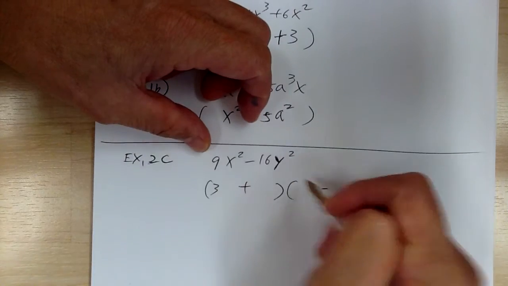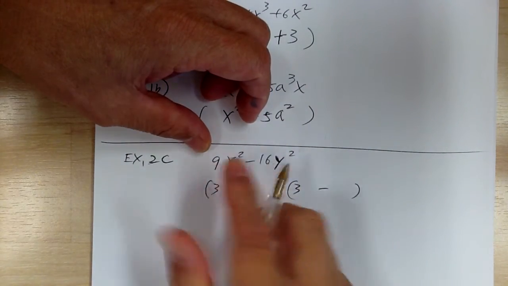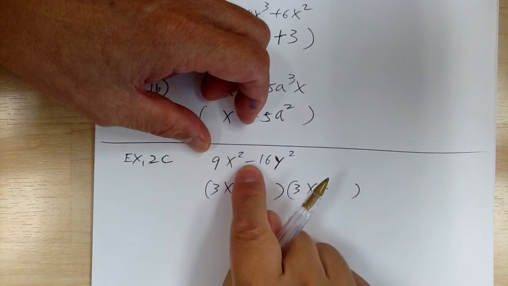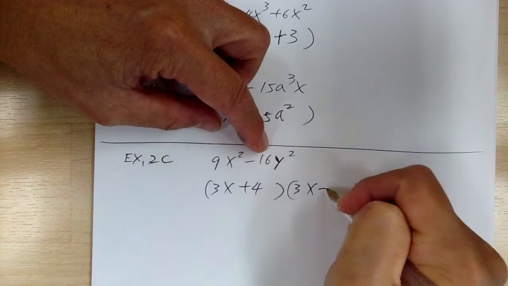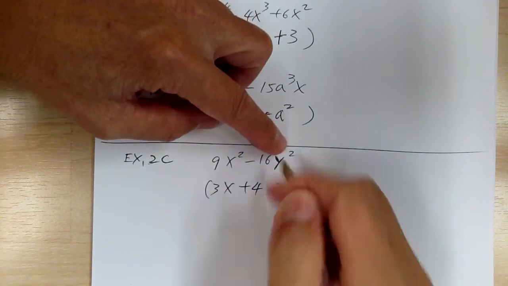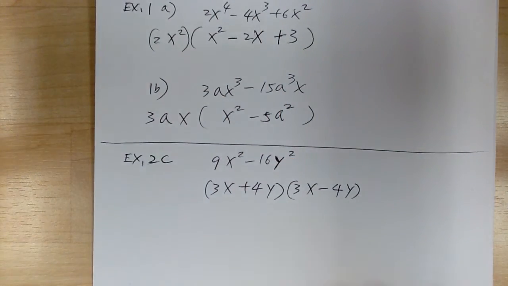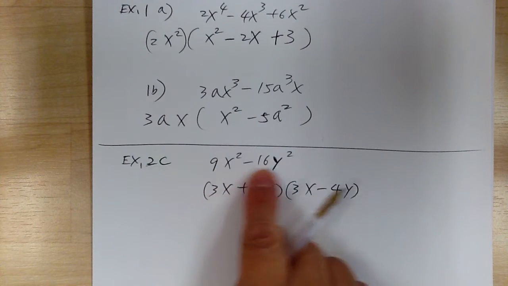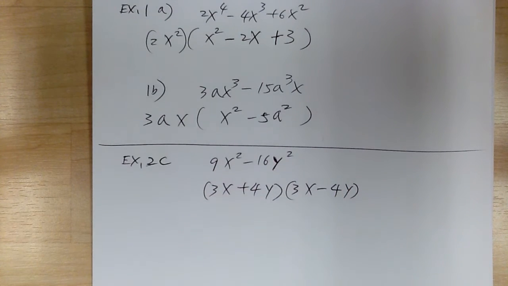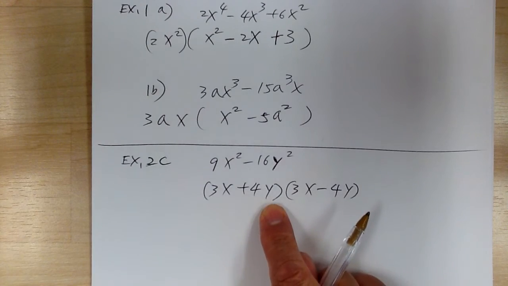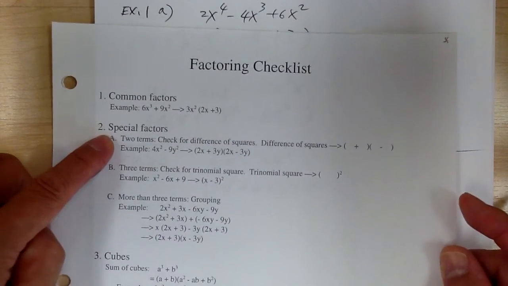So you're going to get 3 and 3, right? 3 times 3 gives you 9. x times x gives you x squared. Plus times minus gives you minus. 4 times 4 gives you 16. y times y gives you y squared. So this is the difference of squares factored into conjugates. This is called conjugates, and that's it. So that's your step 2a.